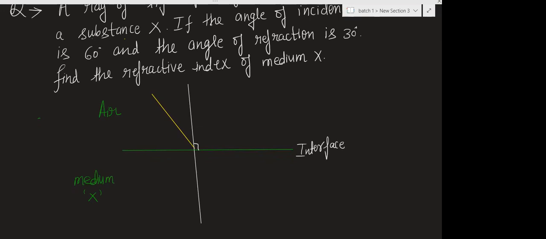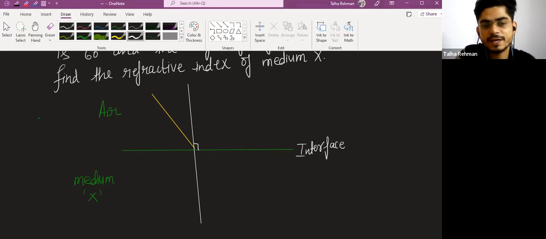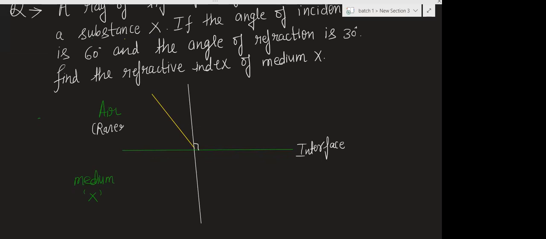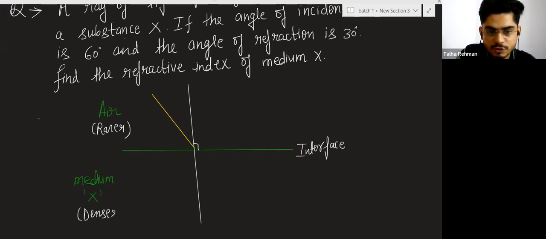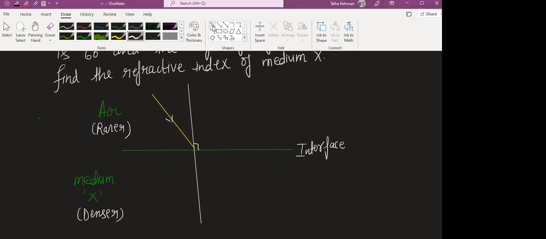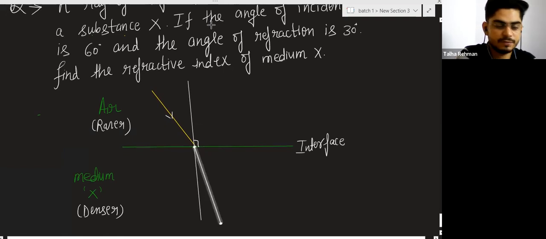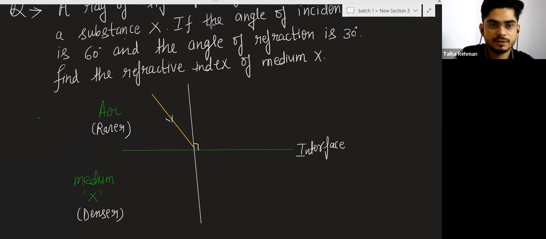And you know that air is a rarer medium here, and this medium will be denser. So what will happen with this light ray? It will bend towards the normal, like this. We will take the same color light ray, yellow color.